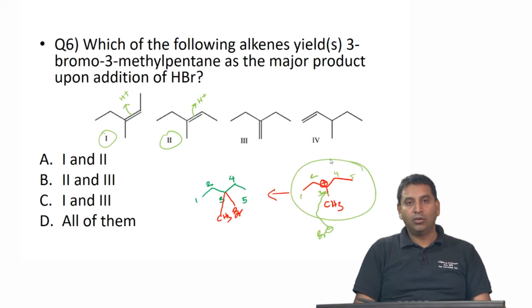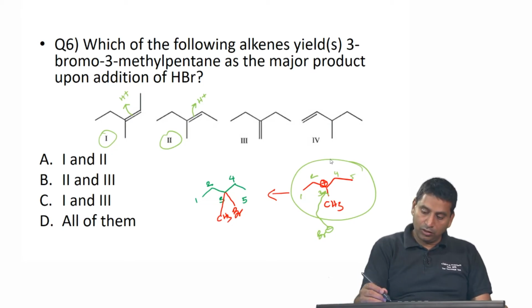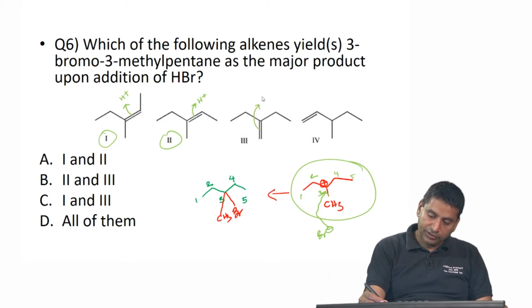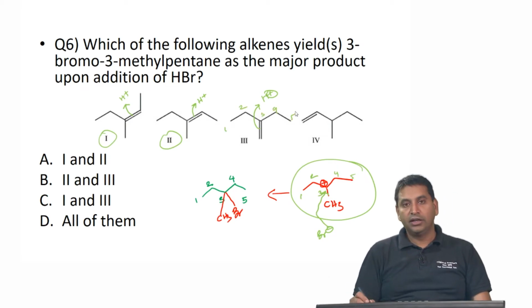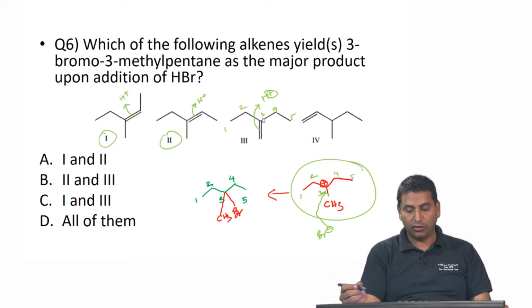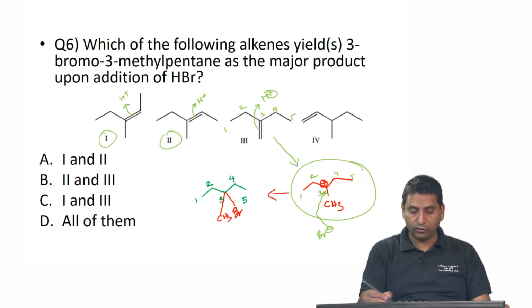Okay. Now let us look at compound 3. Compound 3, again, if you react this with H plus, so if you number it 1, 2, 3, 4 and 5, it is going to give you the structure which has a positive charge on carbon 3. So this also is going to give you the same carbocation.